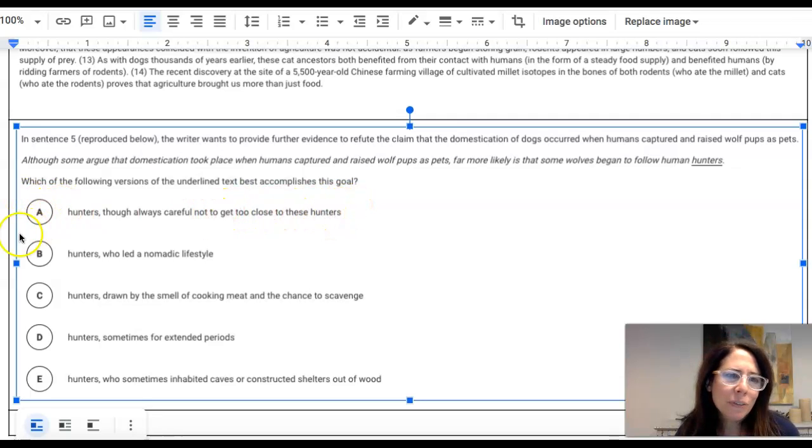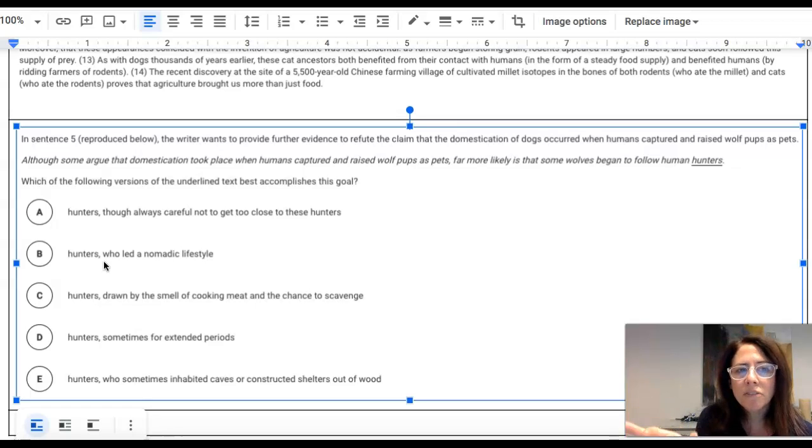So the repetition of that hunters at the end is kind of odd to me. I'm not going to just eliminate it for that reason though, but I'm mentally going to put it as not my first place choice, right? So go ahead and just kind of stick that in your head that it's not necessarily the first choice that you're working with. Let's go to B before you do this on your own. I want to show you one more thing. Hunters, comma, who led a nomadic lifestyle.